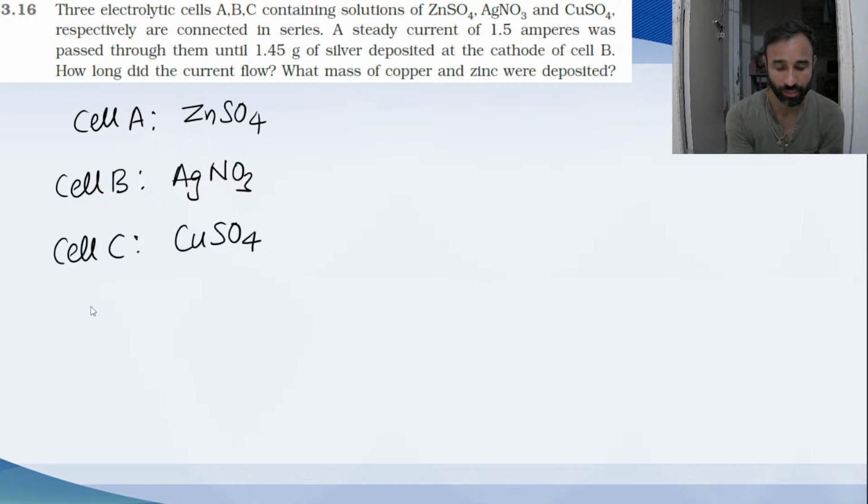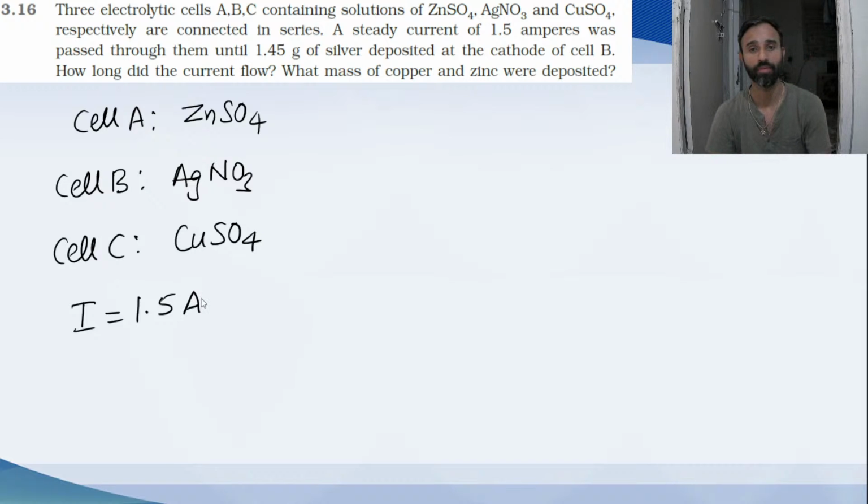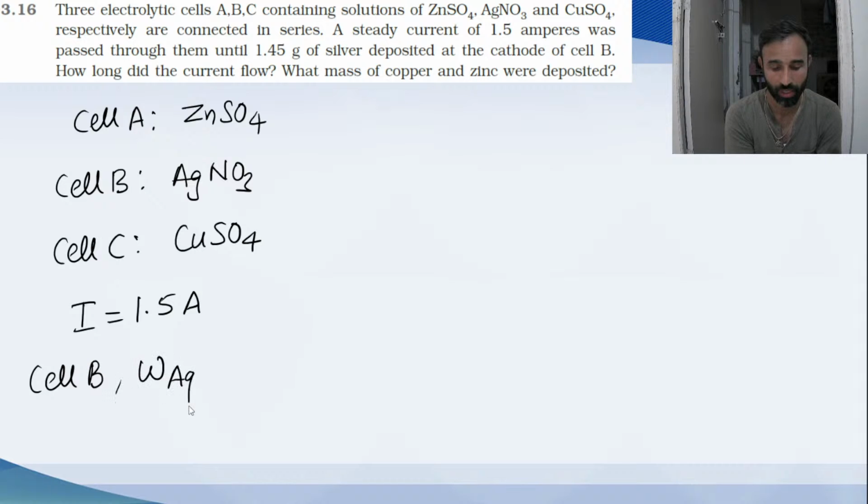And in these cells, a steady current of 1.5 ampere is passed through them until 1.45 gram of silver is deposited at a cathode. So at cell B, the weight of silver deposited is given to you. It is 1.45 gram.